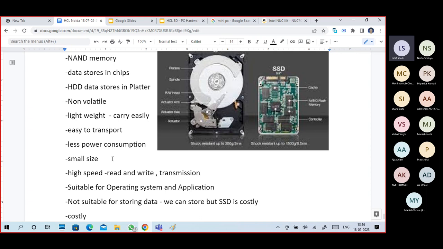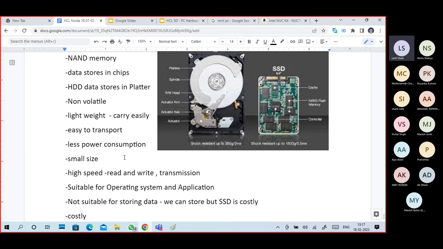There are no loose parts, because a hard disk has a lot of moving parts, but an SSD doesn't have many loose parts. They are all enhanced only, so it is easy to transport. It consumes low power, is small in size and light in weight compared to a hard disk. Less power consumption, small in size, easy to carry.